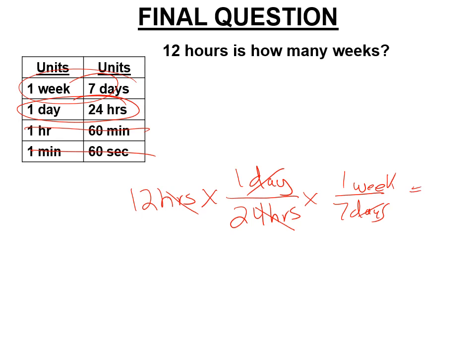So this is interesting. Let's do a little canceling. The 12 cancels with the 24, and 12 becomes a 1. The 24 becomes a 2. So what do we have left? We have 1 times 1 times 1, and then on the bottom, 2 times 7. So 12 hours is 1/14, a fraction of a week. Right? 24 hours is 1/7 of a week, because 24 hours is a day, so that's 1 out of 7. So half of that makes sense, right? It's 1/14 of a week.